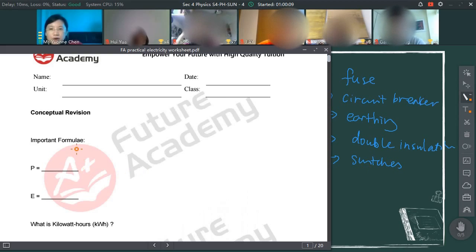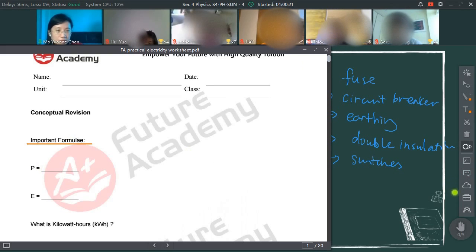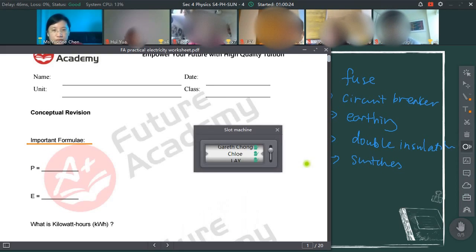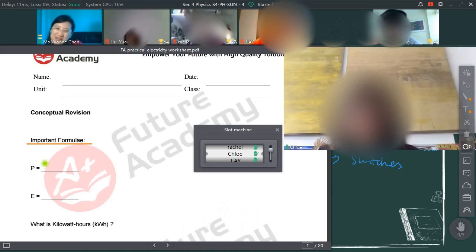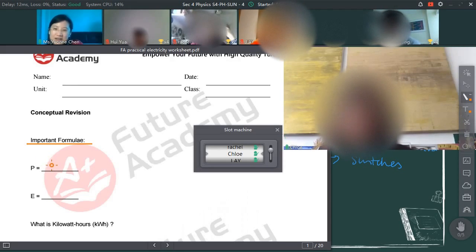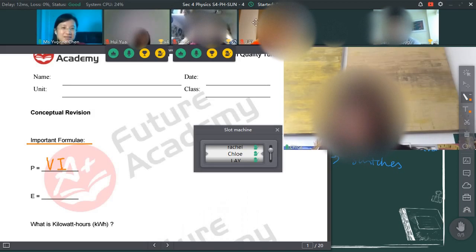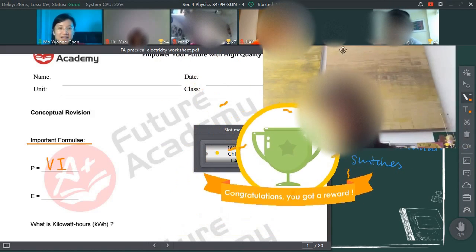And now we look at the important formula for practical electricity. How do we get the formula for power? Power equals to what? I'm going to use a slot machine, for me to pick a student randomly. Okay, Chloe, can you give me one formula for power in the topic practical electricity? Power equals to voltage times current. Very good. V times I. Excellent.